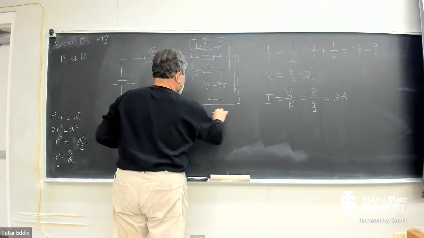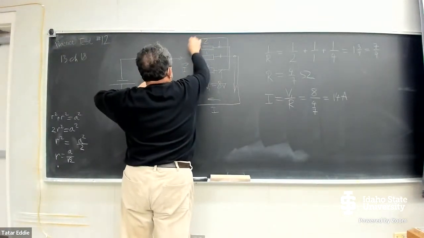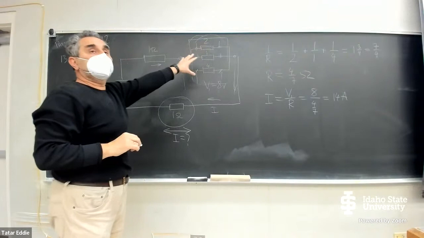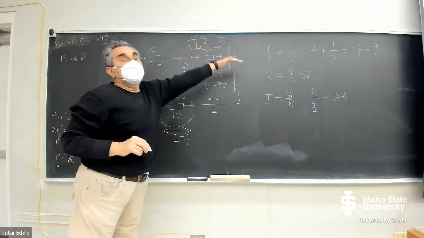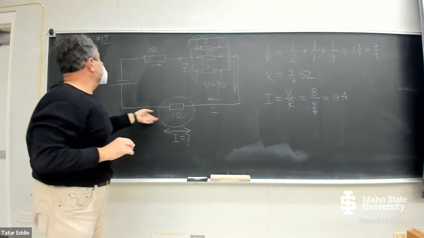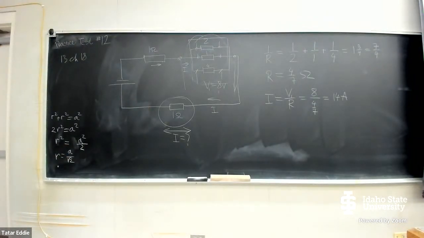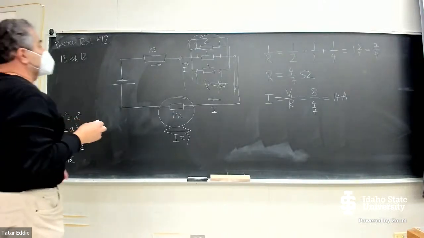So the current I everywhere here is going to be, well, when you replace this combination of resistors with a single resistor, you have a circuit with all resistors connected in series, and the current in this entire circuit is always the same, 14. Yes. So the voltage will change throughout the circuit, but current will always be the same throughout the circuit.